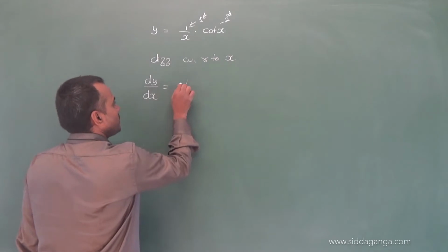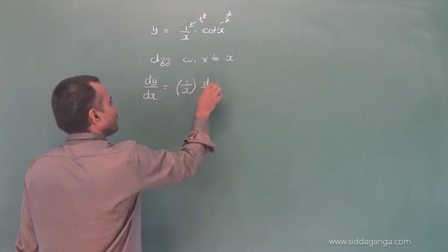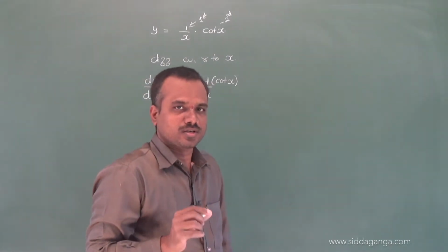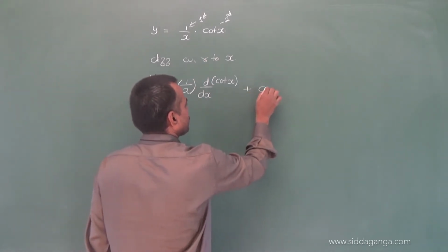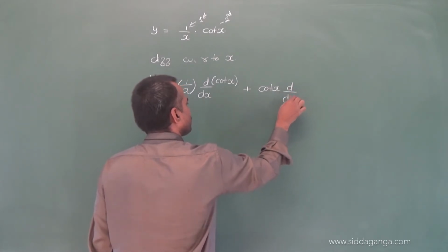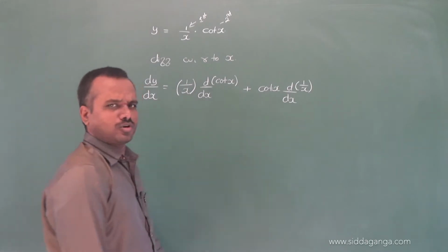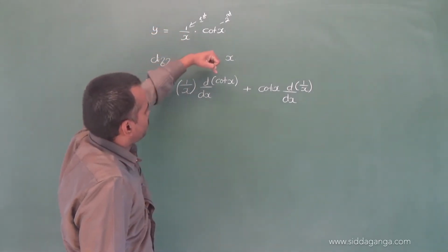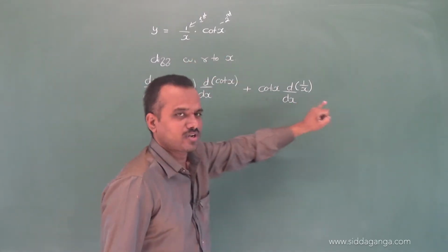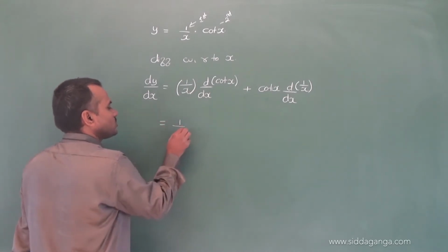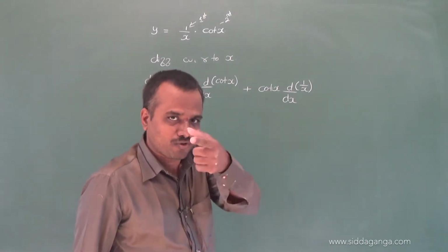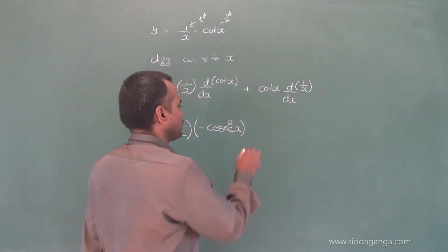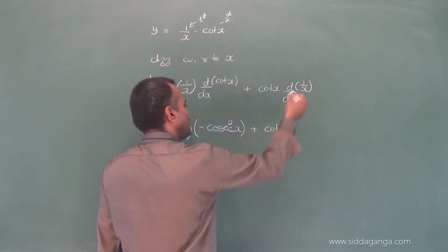So the 1 by x write as it is, 1 by x into d by dx of cot x, plus cot x into derivative of 1 by x. See, observe here, once again I explain. First function into derivative of second function plus second function into derivative of first function. Write 1 by x as it is, derivative of cot x is minus cosecant square x, plus cot x into derivative of 1 by x, that also you know.